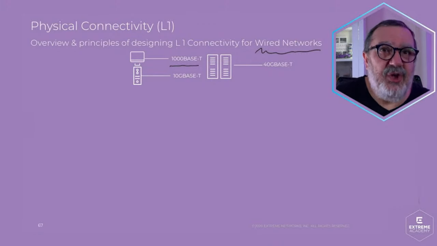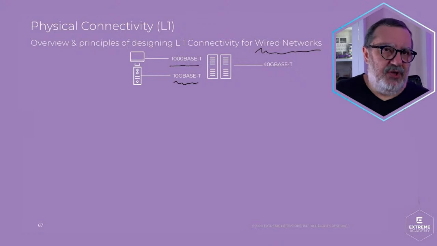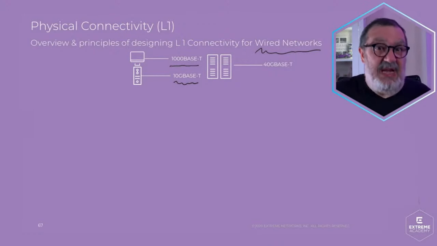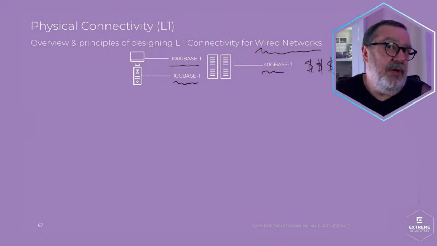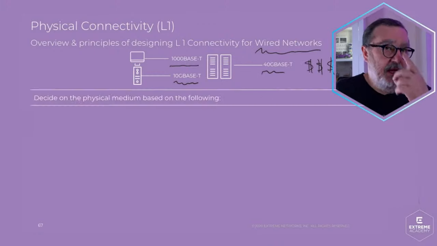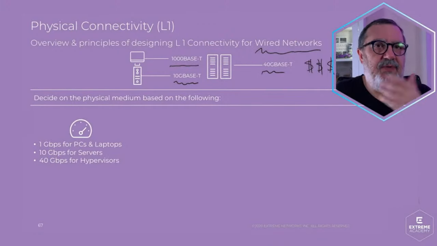If we have servers and things like that, we might put a 10 gigabit connection to our switches. And then from the switches out onto the internet, if we really need that, we can get a 40 gigabit connection. That would be very expensive, but for an enterprise you could do something like that. So here we go: 1 gigabit for PCs and laptops, 10 for servers, 40.